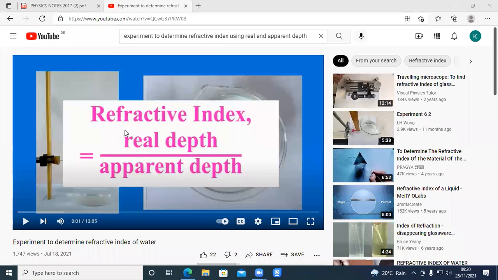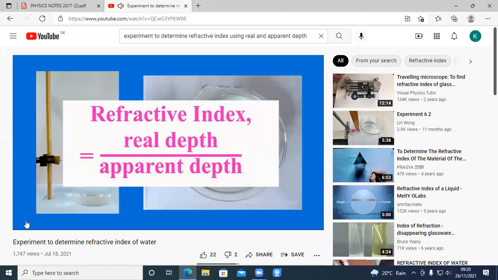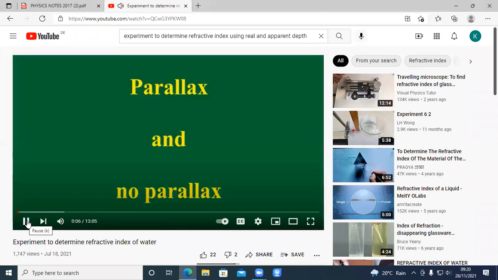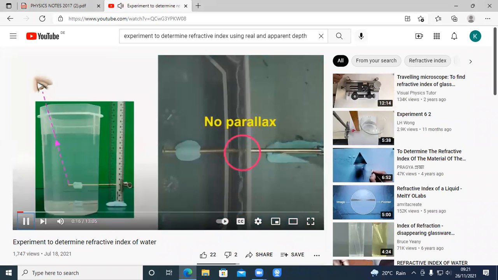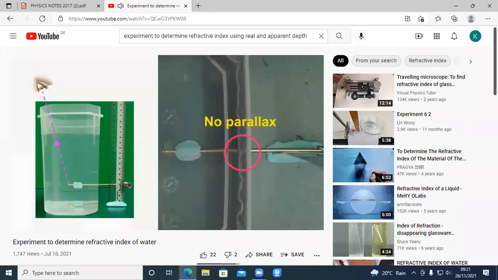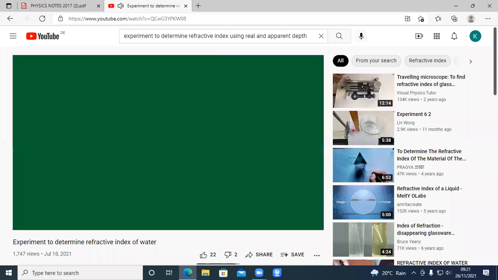Yes, teacher. We are looking at refractive index equals real depth over apparent depth. So let's watch it carefully. In the previous video, we watched the parallax and no parallax conditions. Parallax exists because the image and the pin are not at the same level. There is no parallax because the pin and the image are at the same level.